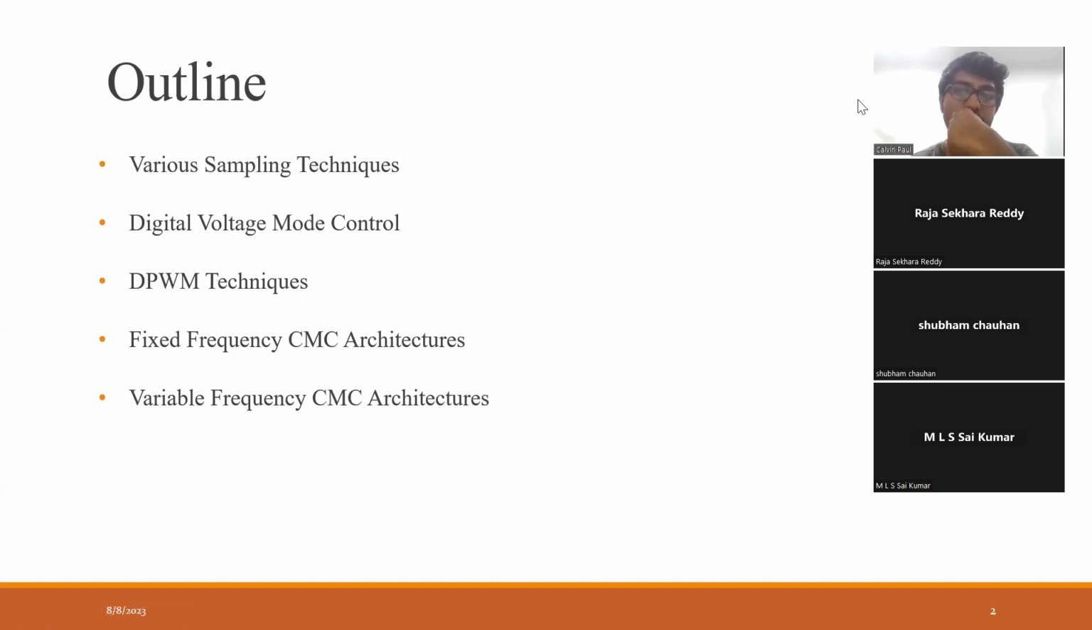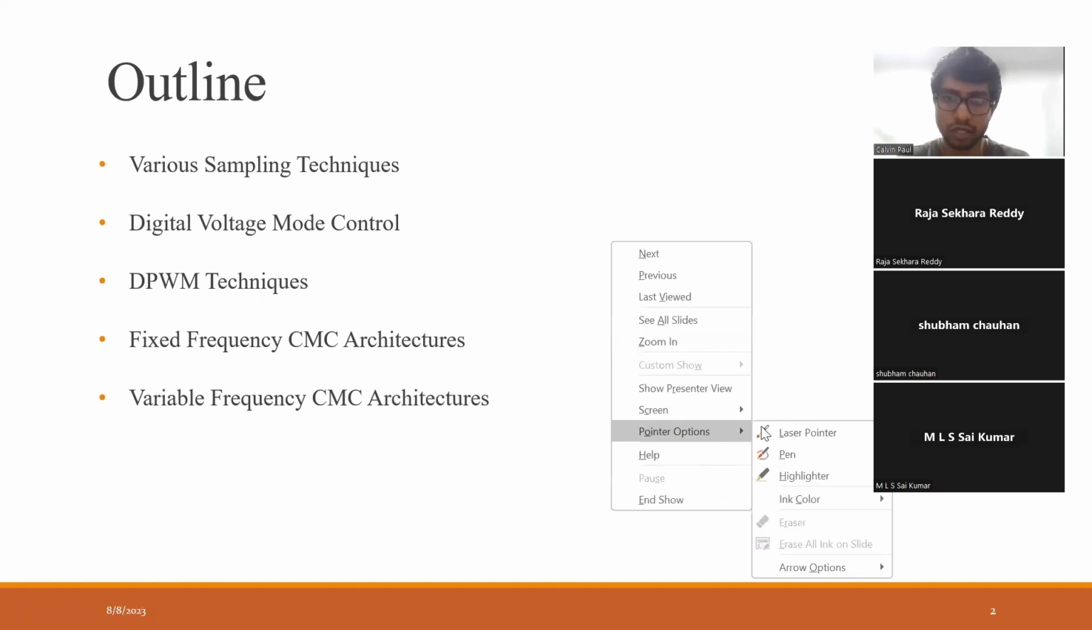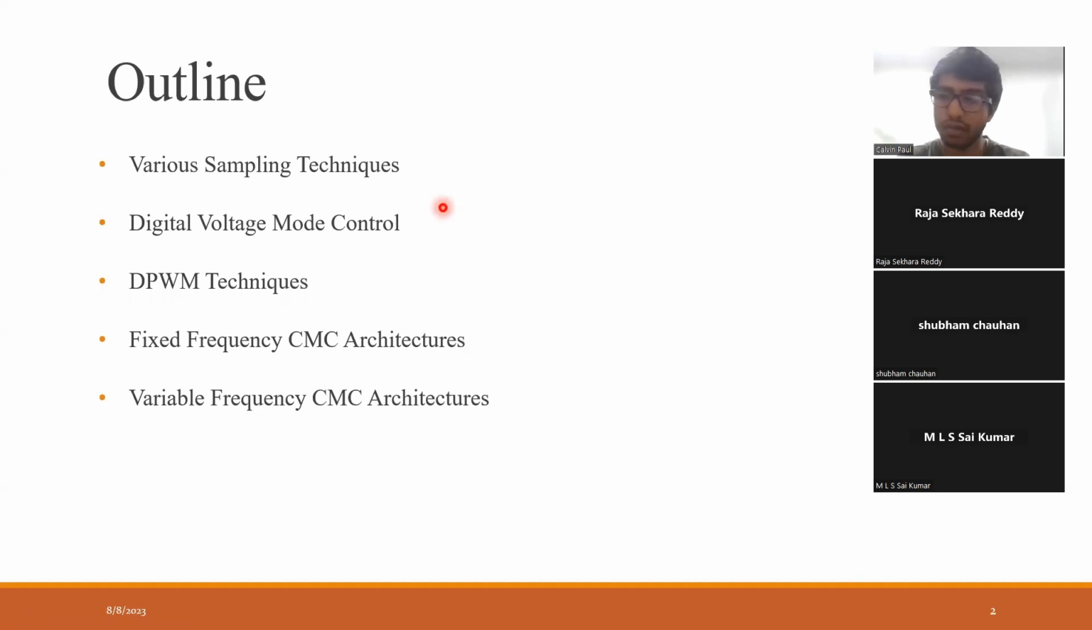So today this is the brief outline we will follow. First, I'll be discussing the various sampling techniques. For digital control, first we need to sample the analog signal, which gets converted into a digital signal, and then we will proceed with the processing of it and the further digital control of it.